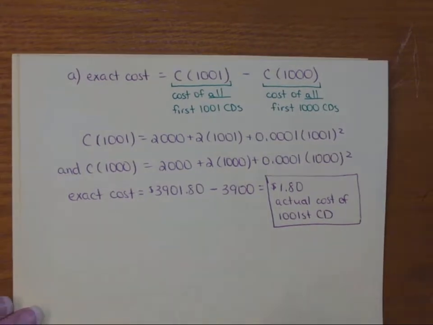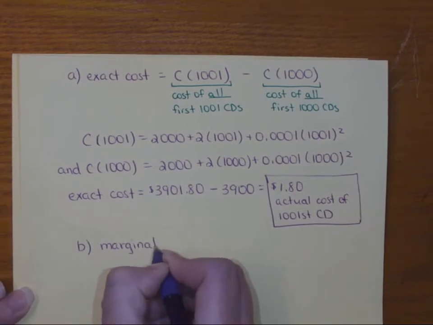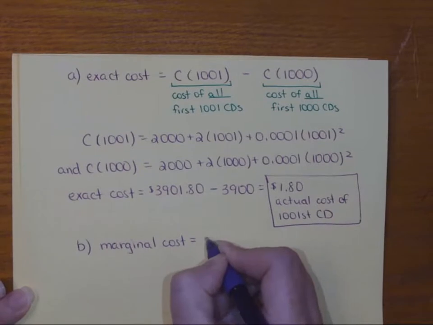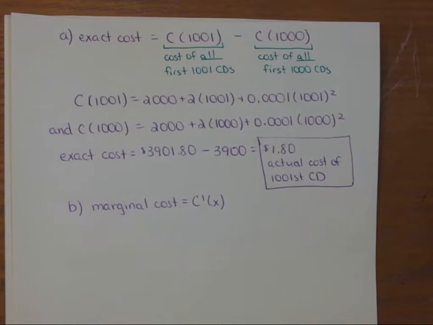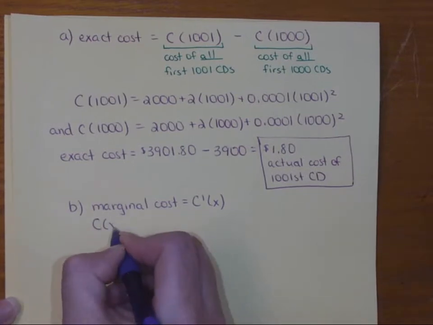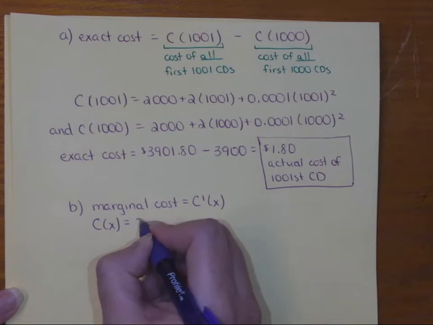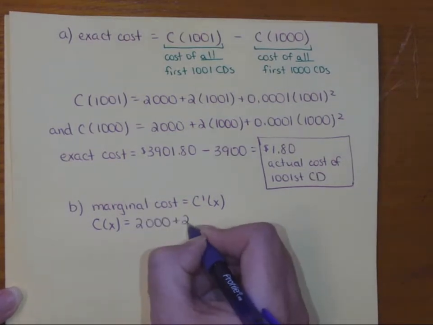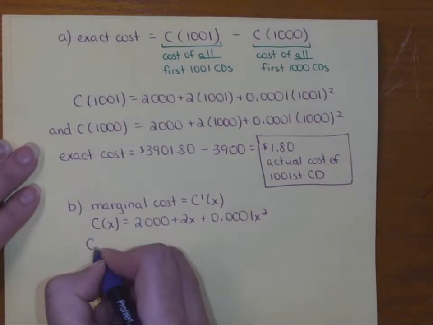So now let's look at the marginal cost. Marginal means derivative. Anytime you see marginal cost, or marginal anything really, the word marginal should make you think to yourself, I need to find the derivative. Luckily we have a shortcut from the last lesson on how to find the derivative. If you look at your C of x equation, it was 2,000 plus 2x plus 0.0001x squared. Let's write the original function so we can see it. So here's the original. Let's find the derivative.